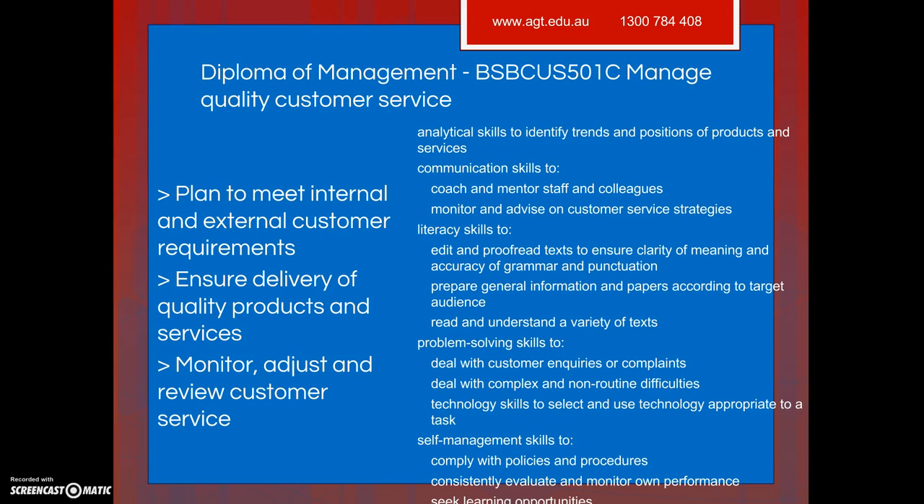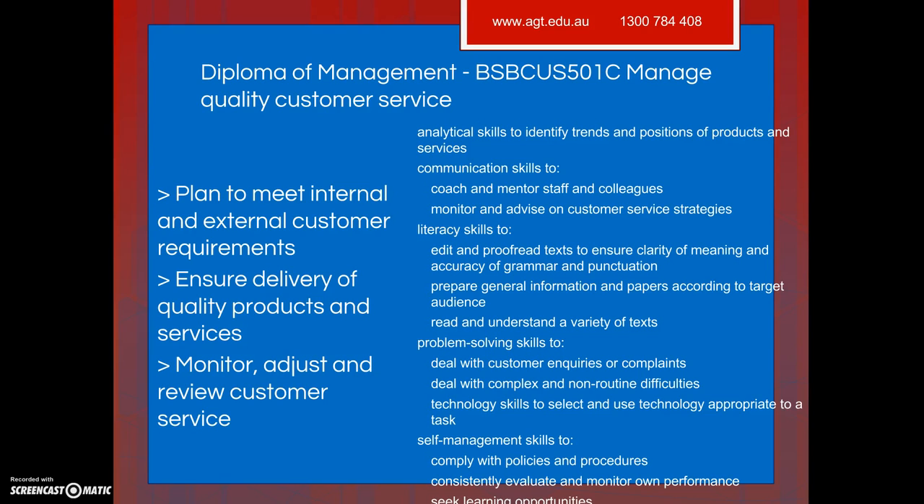Now, don't be concerned right now on how you're going to do that. The e-learning site leads you through all of this, so you don't have to guess on how that's going to happen. You'll be given questions, and your answers to those questions will show your knowledge in those areas. You'll need to show that you've got literacy skills, that you can edit and proofread text to ensure clarity of meaning and accuracy of grammar and punctuation, of which I have very little punctuation in this, but let's not worry about that. You'll need to show that you've got literacy to prepare general information and papers according to target audience, and also literacy to read and understand a variety of texts.